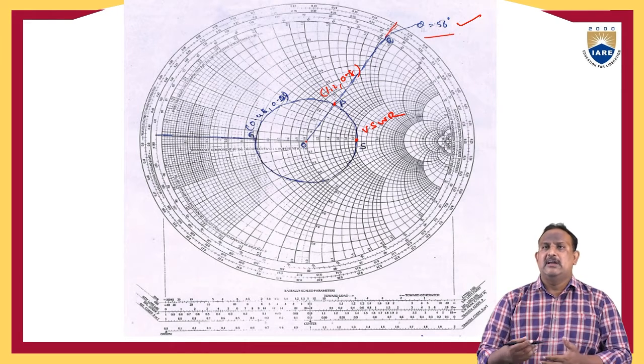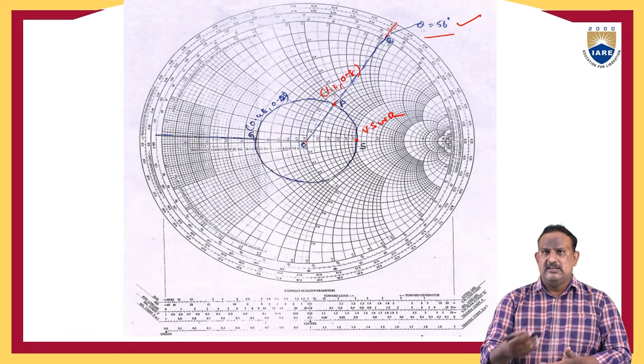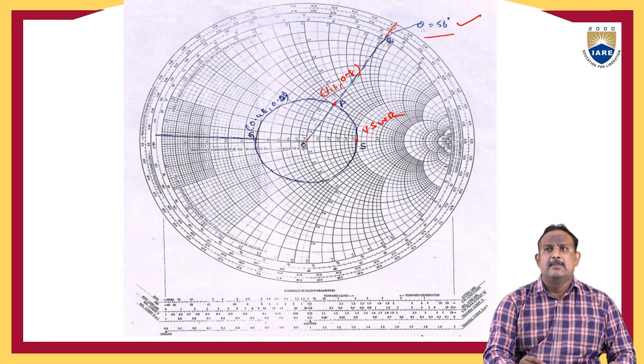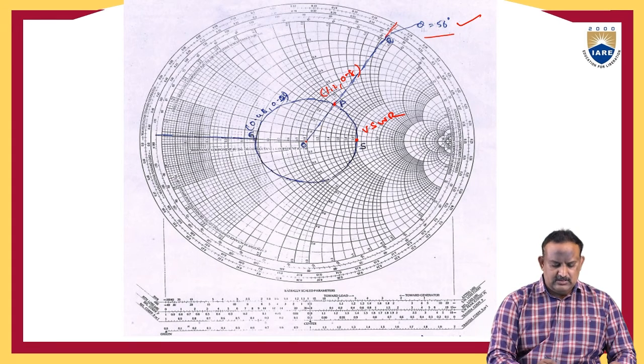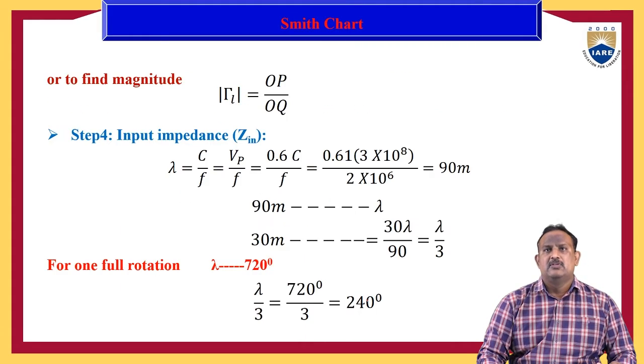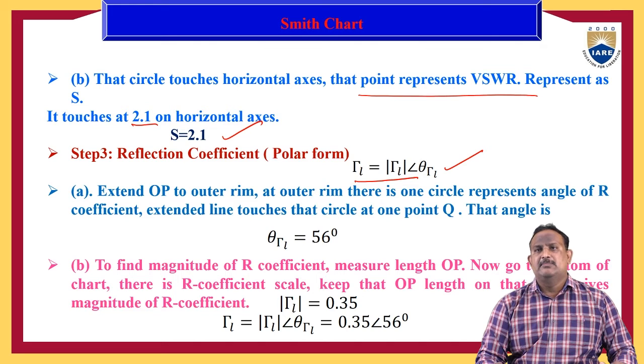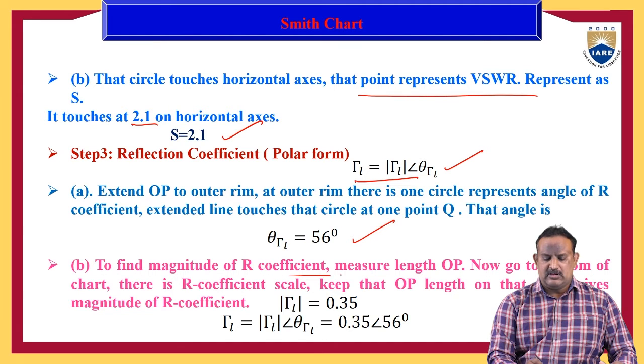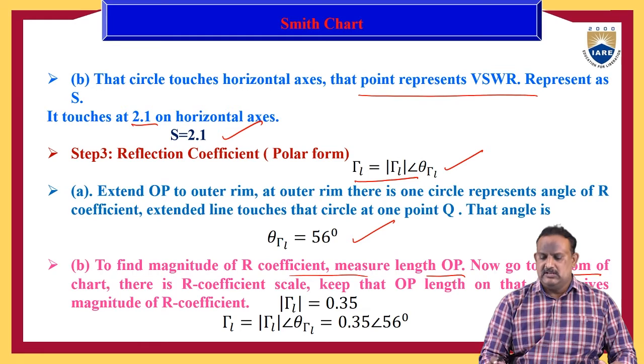Now we need to find the magnitude of the reflection coefficient. First we measure the OP distance. Here on the chart, measure the distance to find the magnitude. Theta equals 56 degrees. To find the magnitude of the reflection coefficient, measure the OP length. Now on the bottom of the chart, we have the reflection coefficient scale.